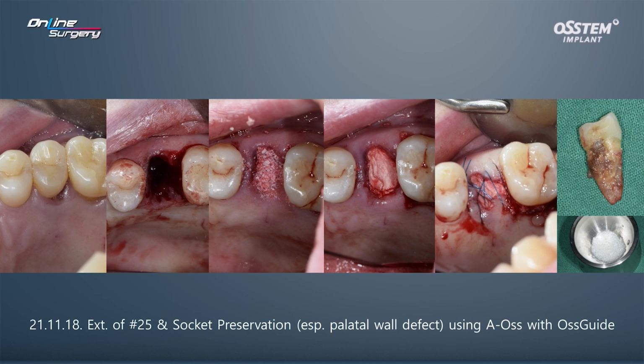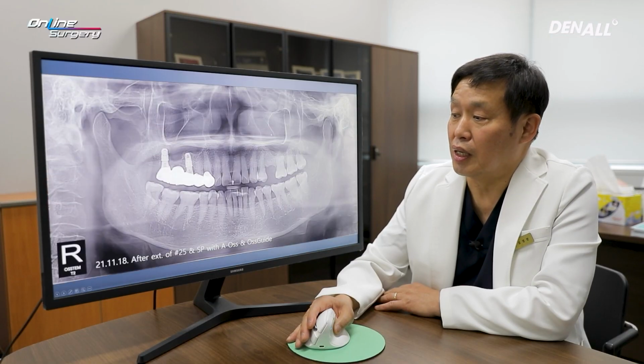A Oss graft was done. Ossguide was used to cover the site and suture was done. If you look at the extracted tooth on the buccal side, there's slight blood, but on the palatal side of the tooth, there's just plaque. In the palatal side, there was no alveolar bone and there was no wall at all.